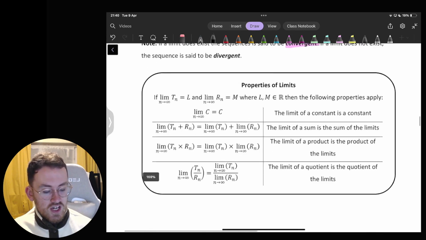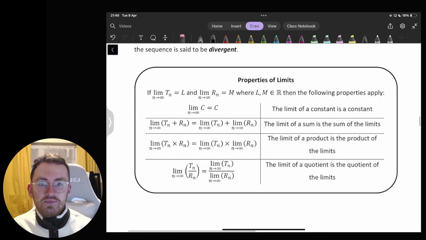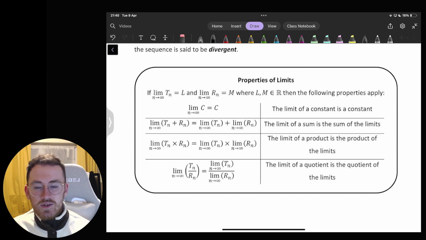Looking back at the general properties that we have for limits, if I have two sequences that have limits L and M, the general properties would be: the limit of a constant is a constant. Because there's no n part there, as n gets bigger, it just stays as a constant. The limit as n goes to infinity of 6 is just 6. 6 just stays as 6.